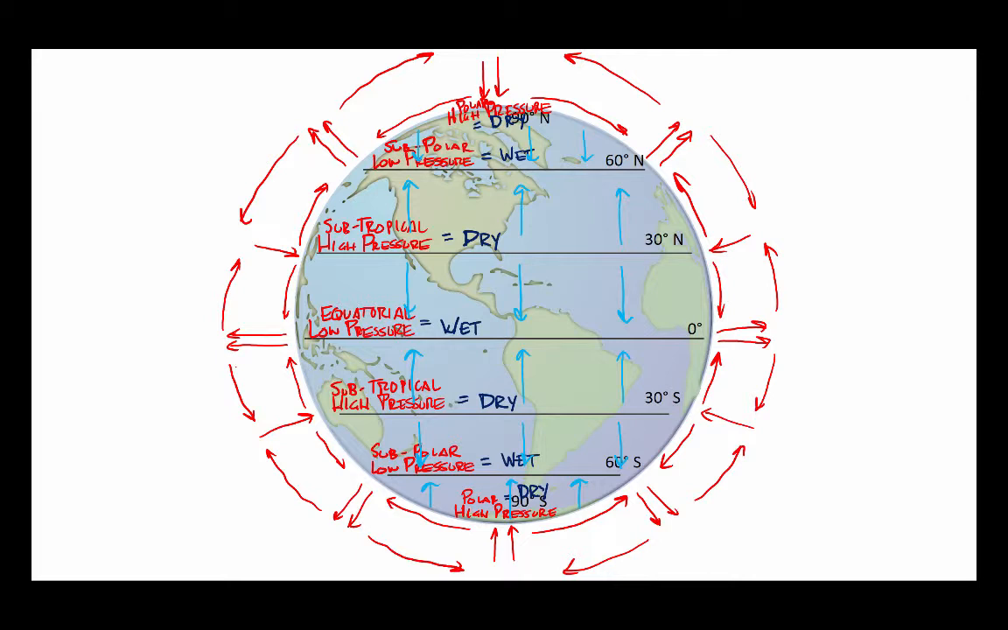Remember, these winds are all subject to the Coriolis effect, which is caused by the Earth's rotation. In the northern hemisphere, the Coriolis effect causes the winds to veer off course toward the right. And in the southern hemisphere, this is reversed, so the winds veer off to the left. This is a little tricky to illustrate on this drawing.